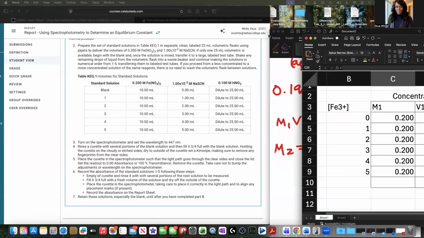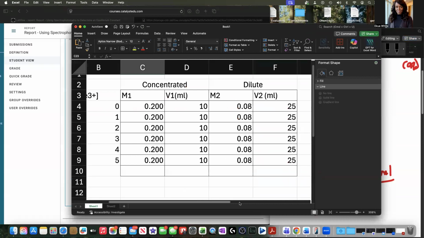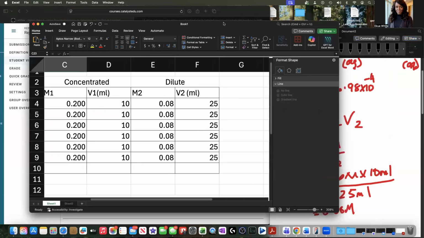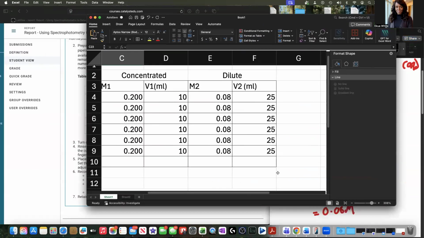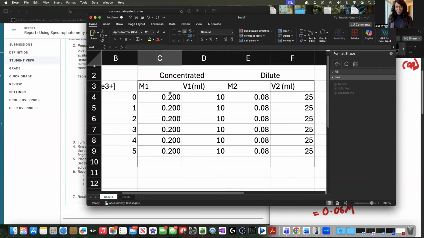Let me show you the table I have here. Instead of having to work this out over and over and over again, I just set it up over here. And for my wanted molarity, the diluted version, I just put in C4, which is M1, and D4, which is V1. So multiply those two, and then divide by 25, that would be F4.